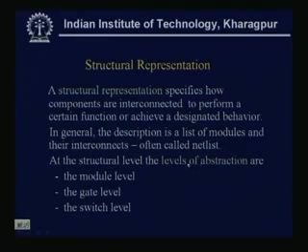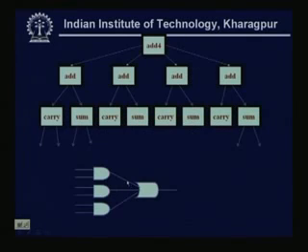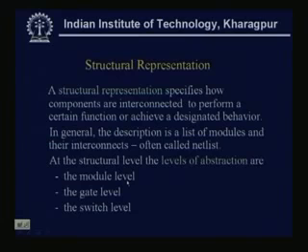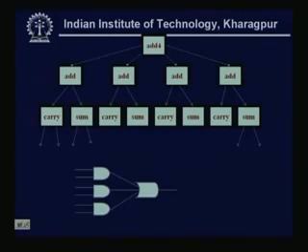So, at the structural level, the levels of abstraction are the module level, the gate level and the switch level. The module level we already discussed; then a module can be realized by gates, and gates can be realized by transistors. Transistors are nothing but switches, either on or off. Now, pictorially, if we see the same example, this is my 4-bit adder.